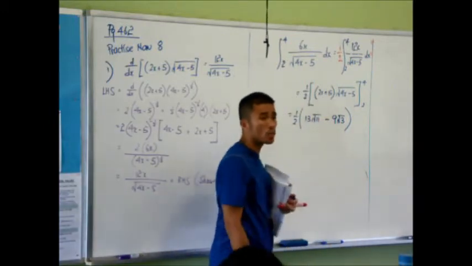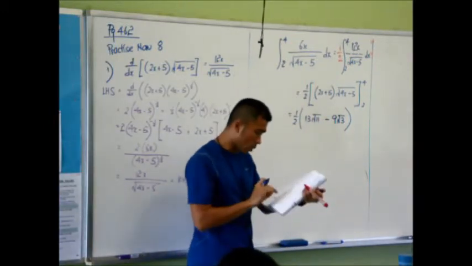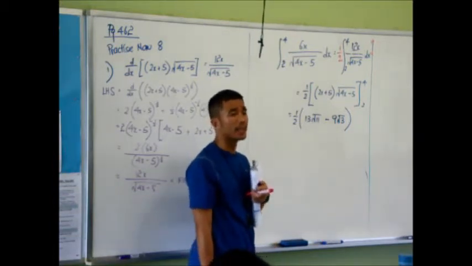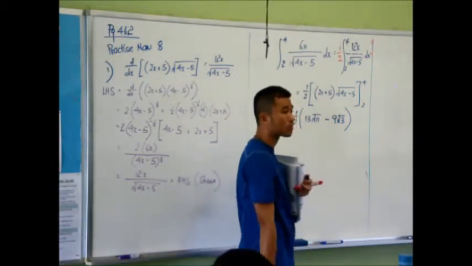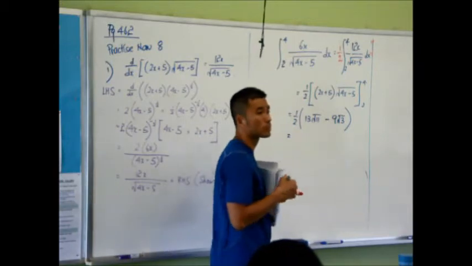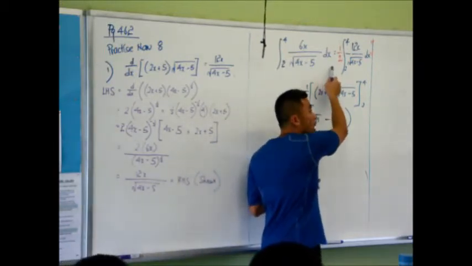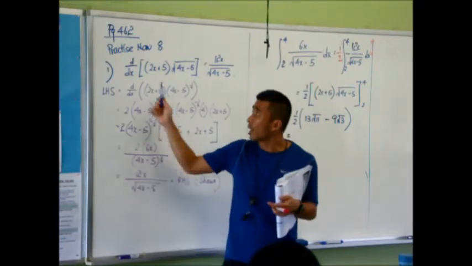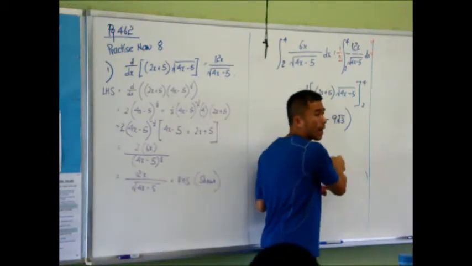Can you read your answer this way? No. Read the question carefully. Give your answer correct to 2 decimal places. Can I give you 5 seconds to press the answer now? This step is worth 1 mark. This step, no need. Just write this answer, another mark. Another answer.